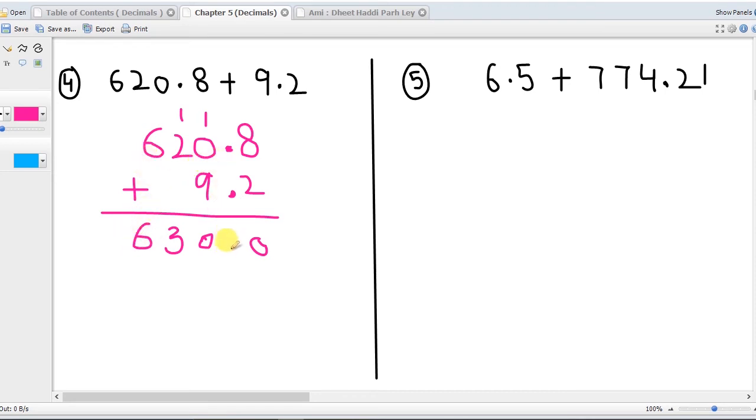So now where should we write the decimal point? At this position. Why? Because in the question there is 1 digit after the decimal point. So we have to put the decimal point in the position so that we also have 1 digit after it. So my answer is 630, right? Okay, next question is 6.5. Okay, write 6.5.